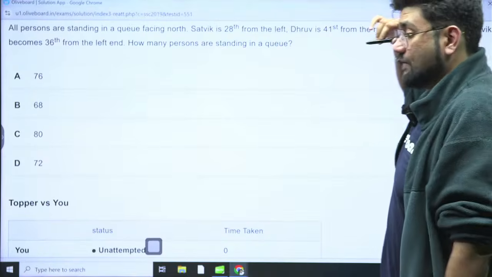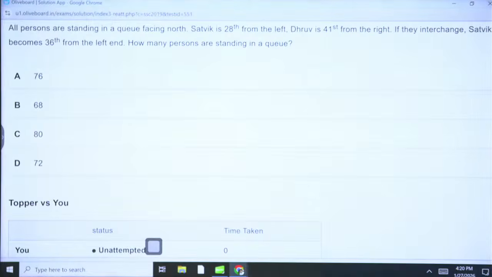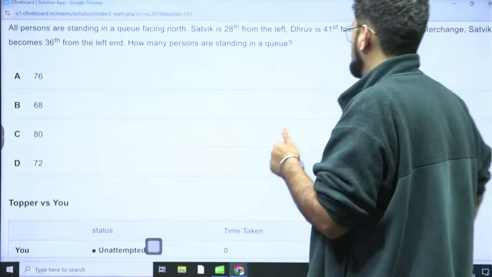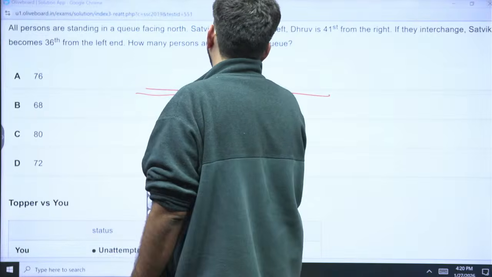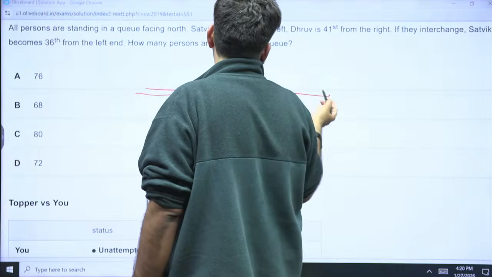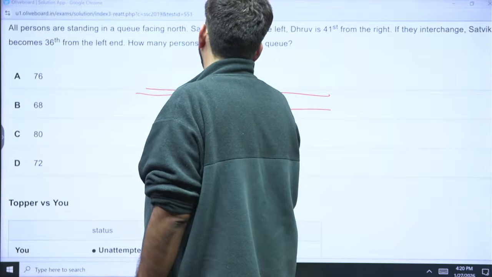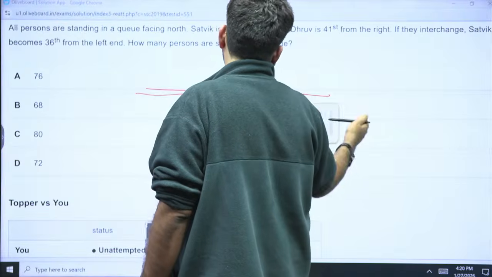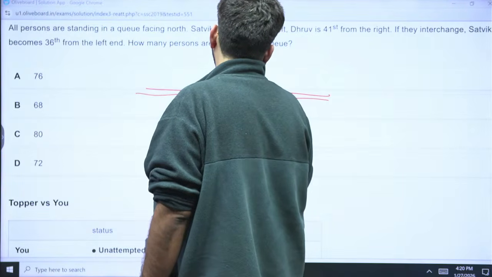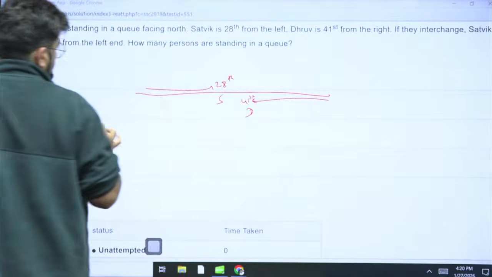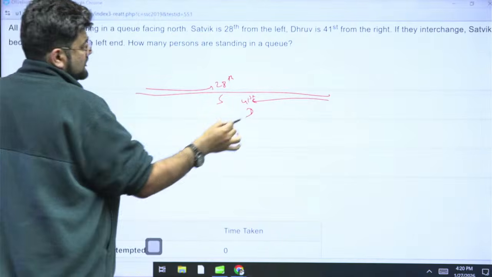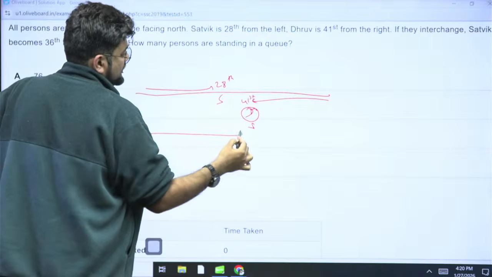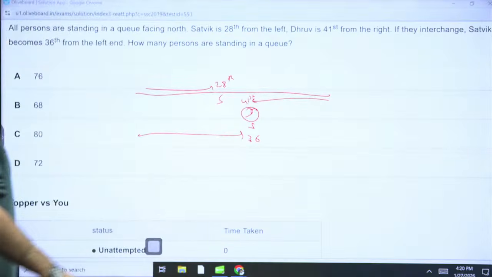See, this is actually a pen-free question. How? All persons are standing in a queue facing north. Satvik is 28th from the left hand. Dhruv is 41st from the right. We don't know how many people are sitting here. Satvik is 28th from the left and Dhruv is 41st from the right. If they interchange, Satvik becomes 36th. So this is now where Satvik is sitting and Satvik is 36th from the left hand. They're asking you how many people are in the row.